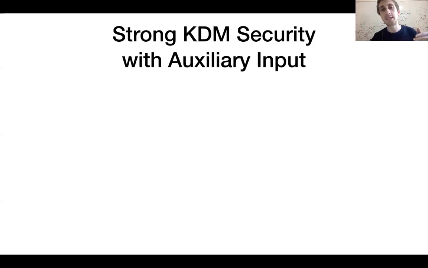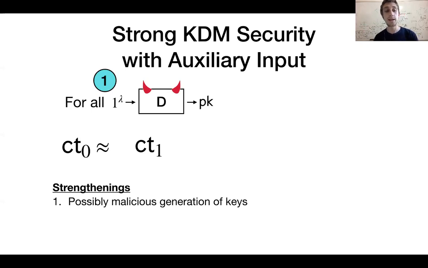So I want to, in this work, push this a little further and consider a strengthening of this standard KDM security notion I put forth before, which I'll call strong KDM security with auxiliary input. I'll provide three strengthenings to the definition before. The first is that I want to consider the setting where the keys may be maliciously generated. So there's some possibly malicious distribution D that outputs a distribution of public keys. And we're going to consider only distributions where semantic security holds. Encryptions of 0 and encryptions of 1 are indistinguishable.